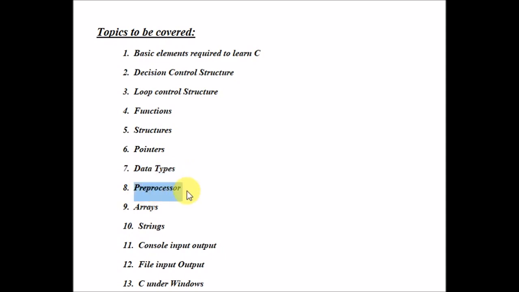The next topic I'll be discussing will be the preprocessor. Our C source code is preprocessed by the C preprocessor before passing it to the compiler. I will explain what a compiler is and what a preprocessor is in my next session. So don't worry guys, I will move step by step.